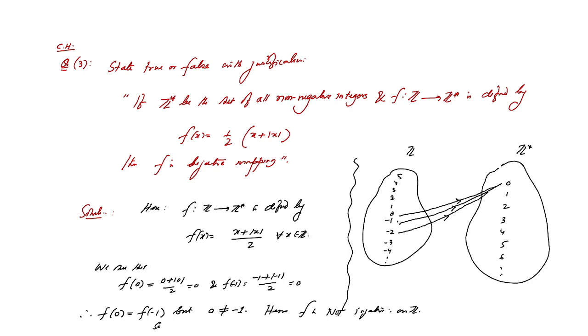So hence f is not a bijective map on Z. So the statement is false. This is our justification. Why is the statement false? This is our answer: the statement is false, and the justification is like this.